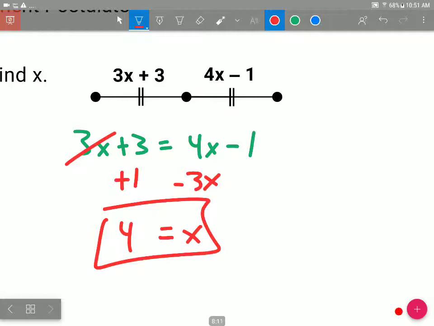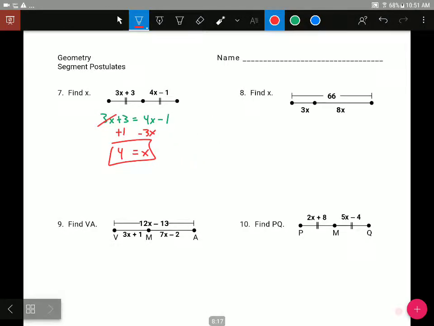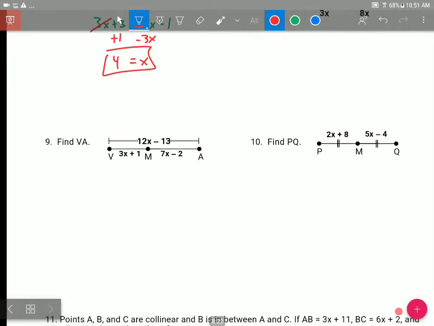Set them equal to each other, move your x's one way, move your numbers another. I don't care if you do it in one step, that's fine. Cool. I feel like skipping number 8. Let's go to number 9.